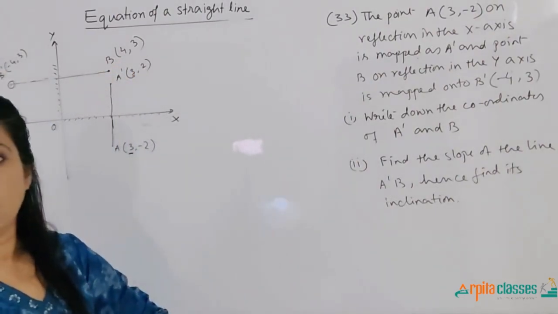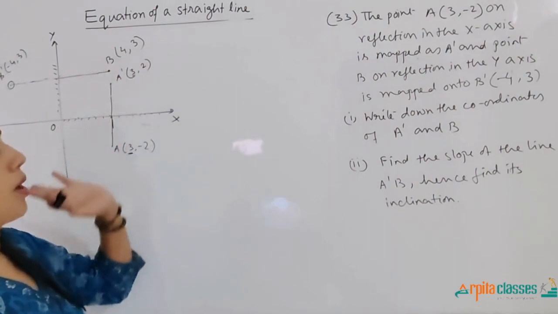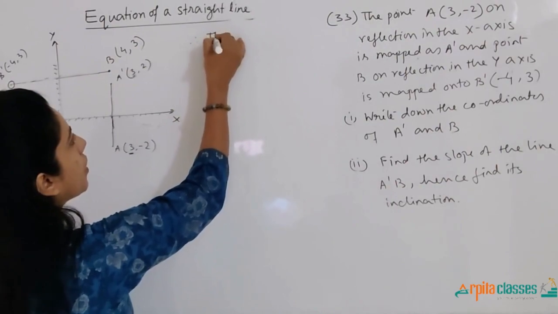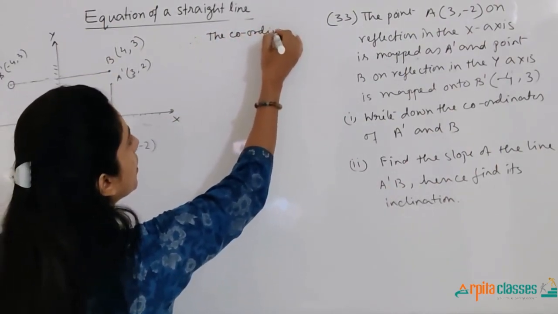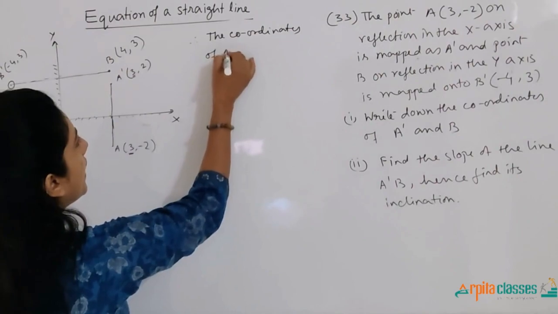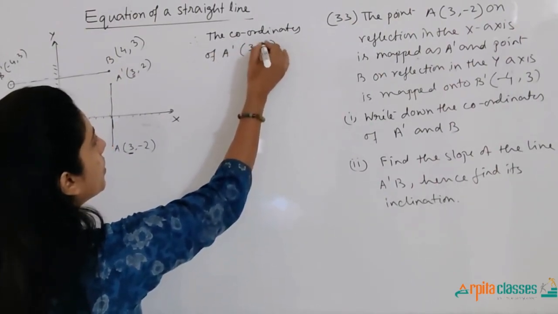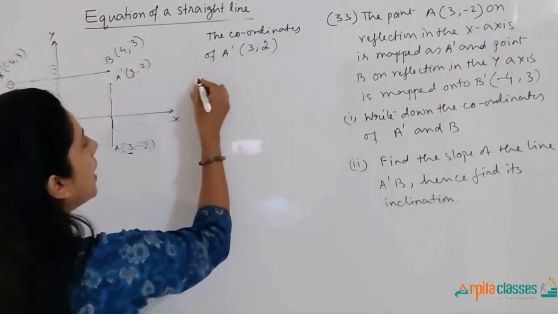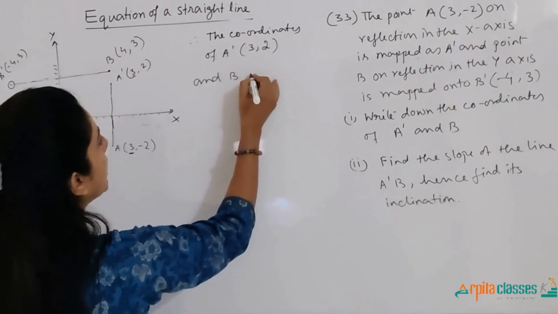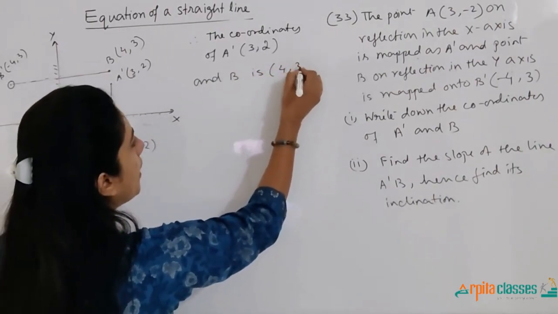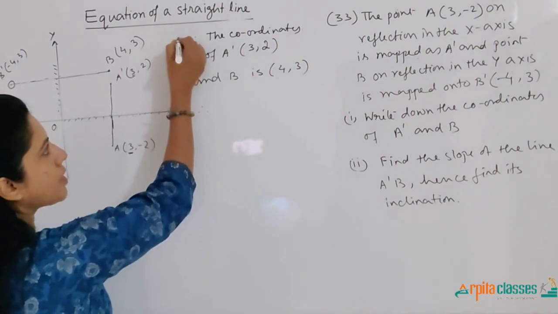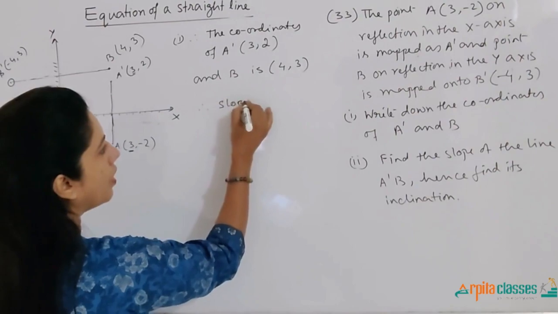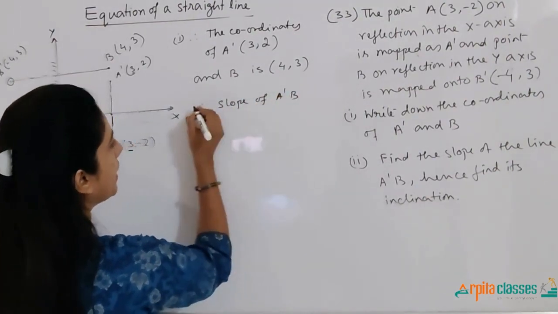Now we have to find the slope. So we can find the slope by the two points form and from there we can find the inclination. So therefore the coordinates of A dash is 3 comma 2 and B is 4 comma 3. Therefore, this is the first part. Second part is you have to find the slope. So slope of A dash B.